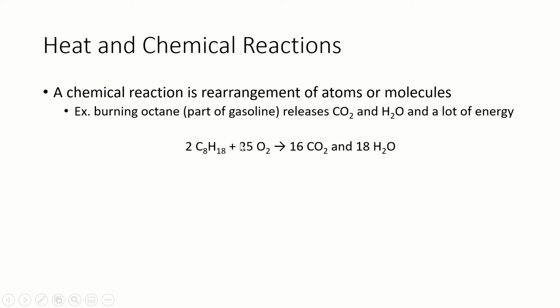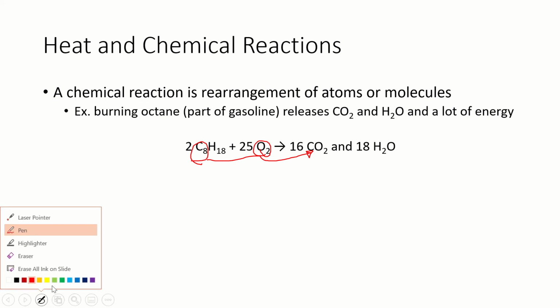We combine that with 25 molecules of oxygen, and then we're going to do some rearrangement. We're going to take these carbons, combine them with some of these oxygens, and those make 16 molecules of CO2. So we had 16 carbons, right? We had 8 carbons in each molecule and 2 molecules, so that's 16. So we get 16 molecules of carbon dioxide.